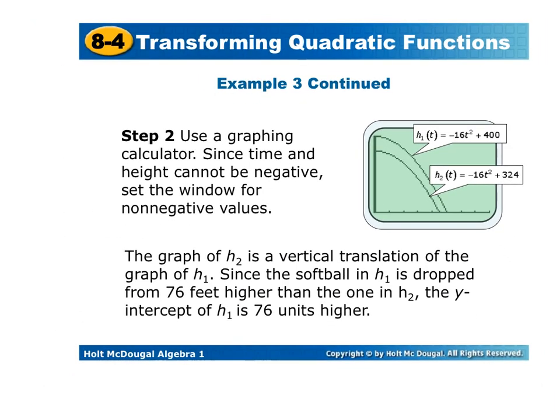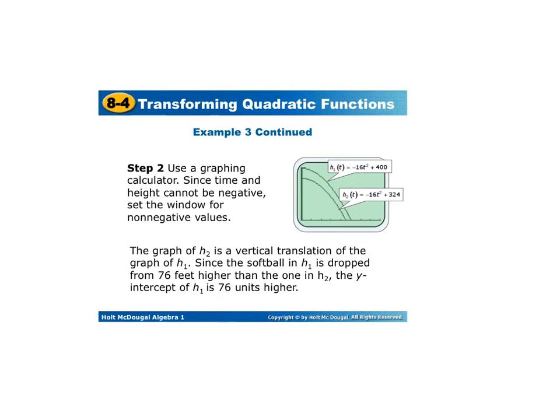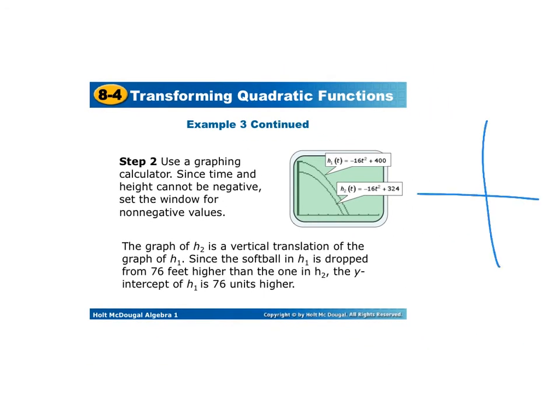So here, maybe you're up on top of the roof and you're throwing the softballs off. So it's simulating what happens to the softball. So they used a graphing calculator. And because the time and the height can't be negative, this is why they're only showing the upper quadrant. So they're really only talking about up here. Okay, and then they're just going to plug in numbers to get the graph.